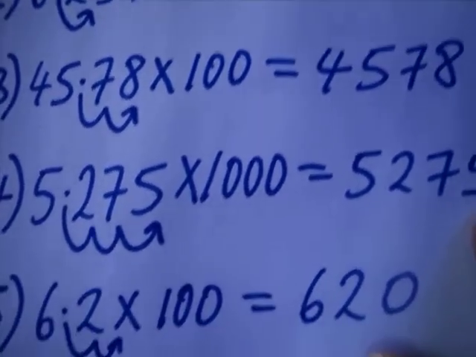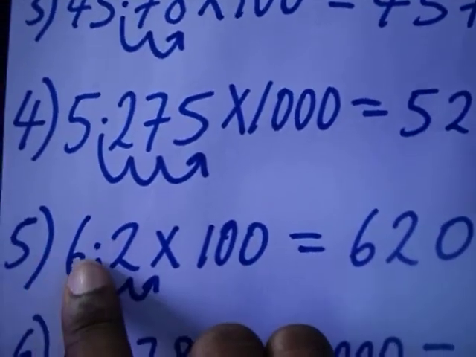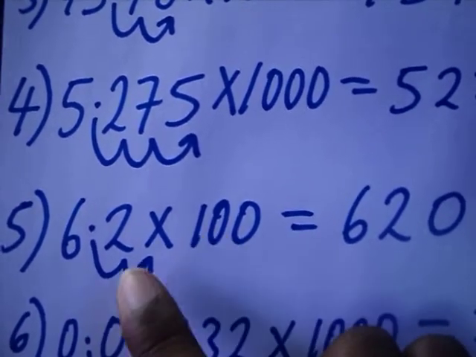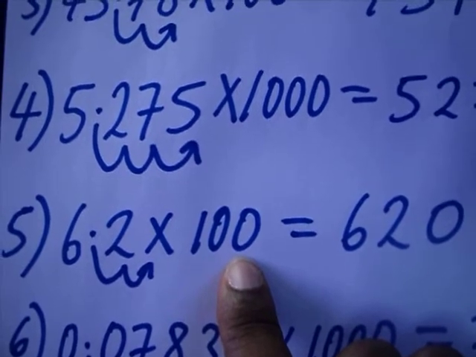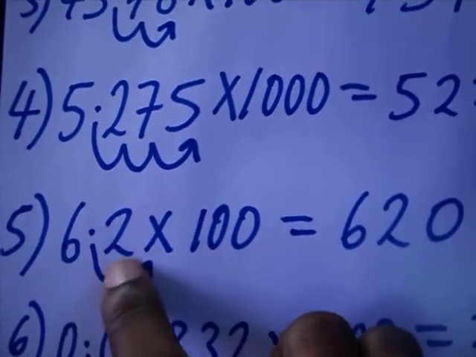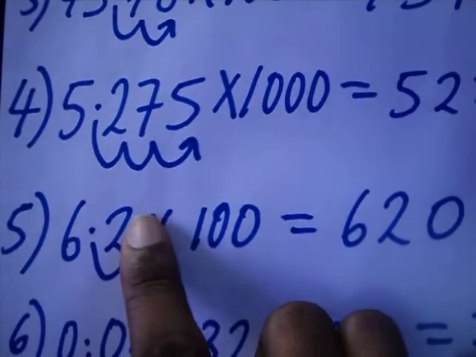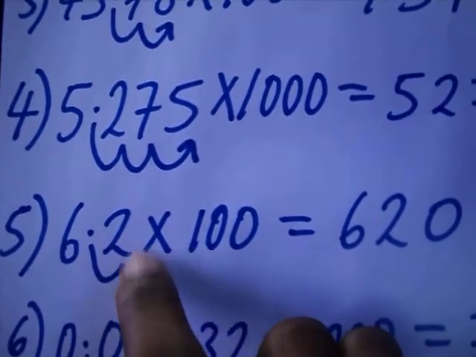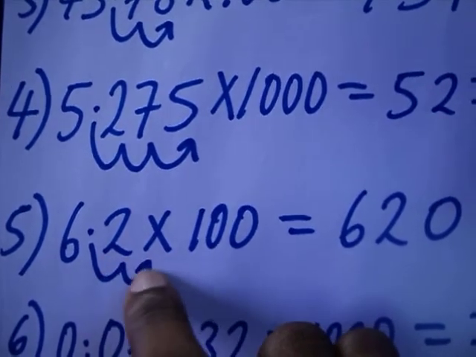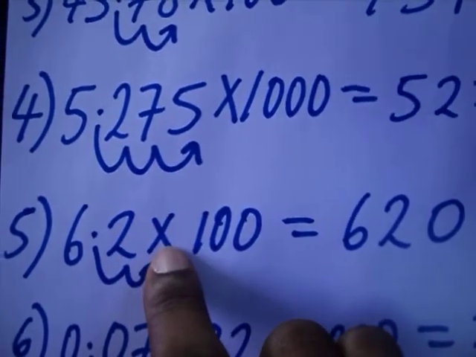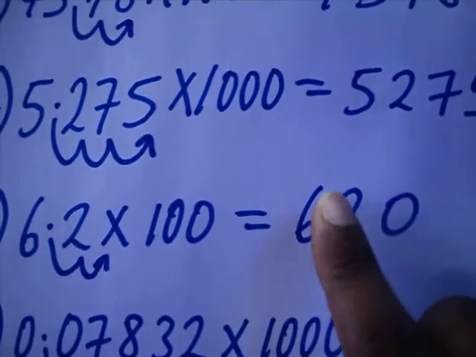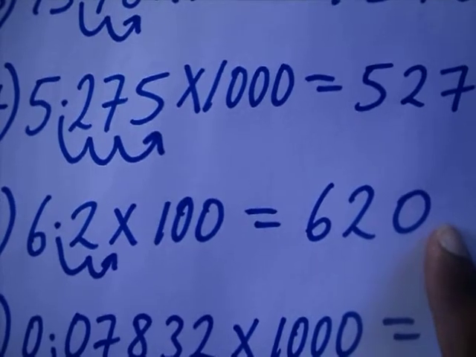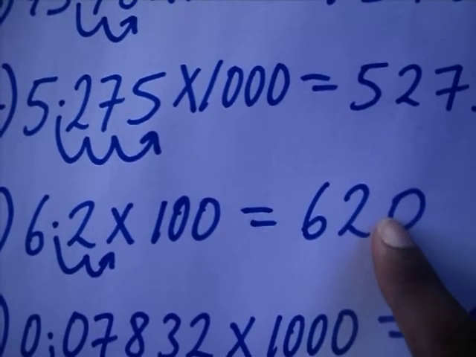Another one, you have 6.2 multiplied by 100. How many zeros do we have? 1, 2 zeros. So we shift the point how many times? Twice. Once, twice. You replace here with a 0. So it's going to be 620. You place a 0 here and the point comes here. The point was here. You shift it twice, once, twice. You see that? So here you have a 0.